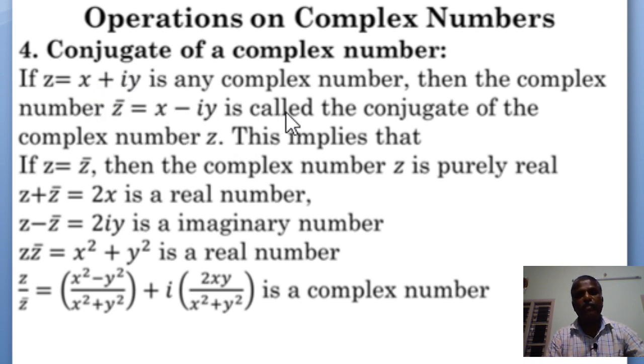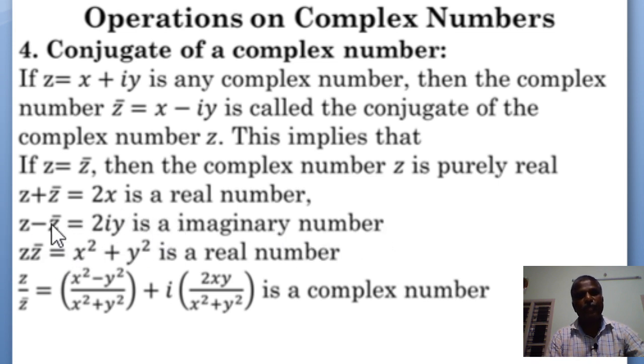So with this conjugate, here we have some properties. If z is equal to z bar, that is, the complex number is equal to its conjugate, then the complex number is purely real. The sum of a complex number and its conjugate is also a real number, 2x. And the difference, that is subtraction of the conjugate from the complex number, z minus z bar is equal to 2iy, which is purely imaginary, there is no real part.